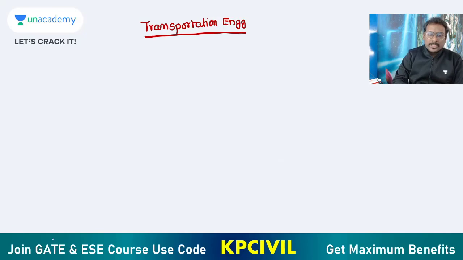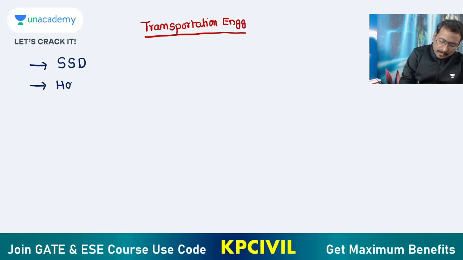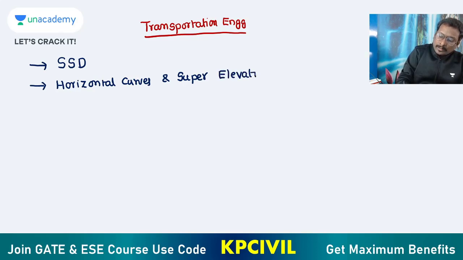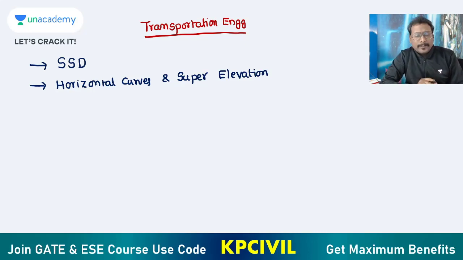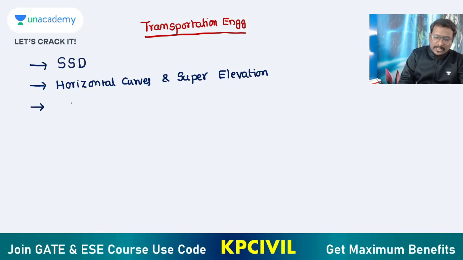In transportation engineering we have SSD, stopping sight distance, you know it. Stopping sight distance calculation. Then horizontal curves, super elevation. Especially in transportation engineering, you focus more on highway engineering and traffic engineering, very important. Airport, tunnels, bridges, railway sound very good, but from a marks weightage point of view, especially in GATE, that will kill your time. It is a huge subject and will kill your time. So you focus on highway and traffic engineering.